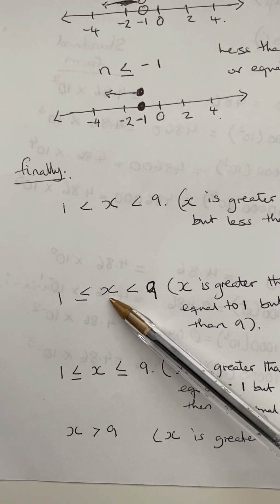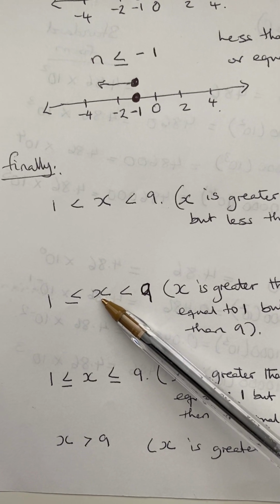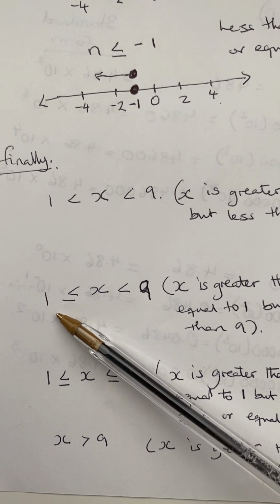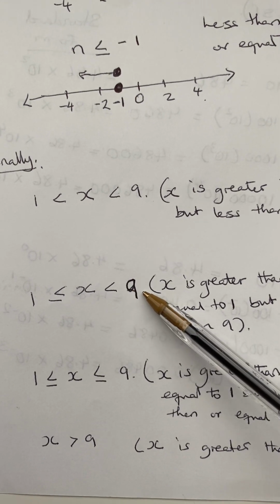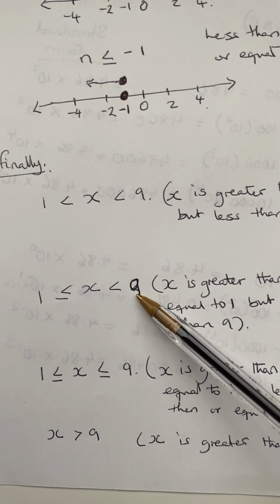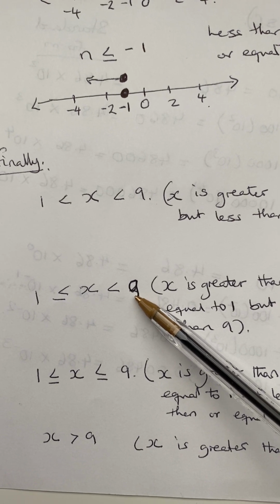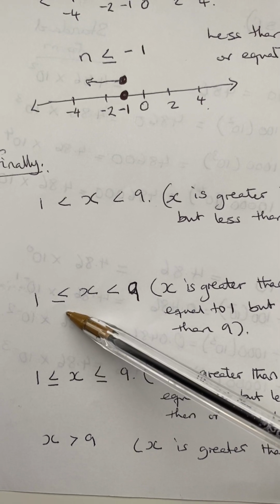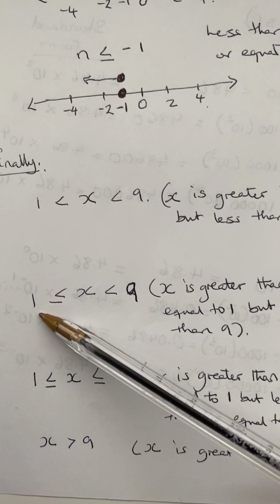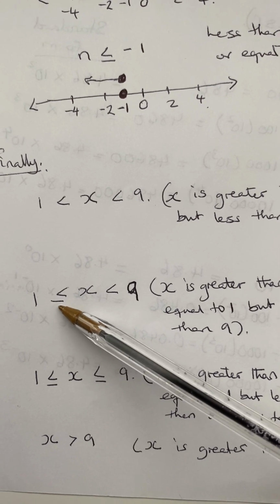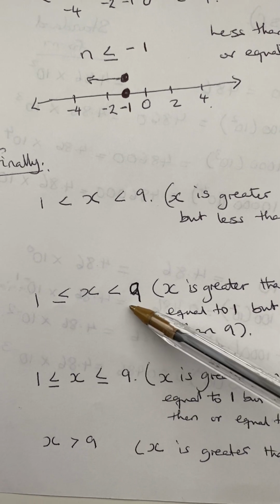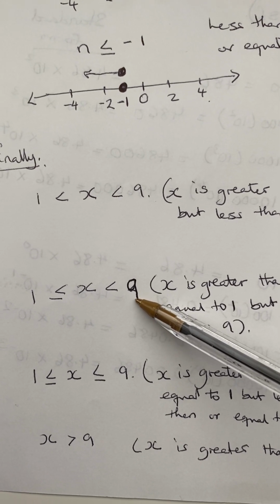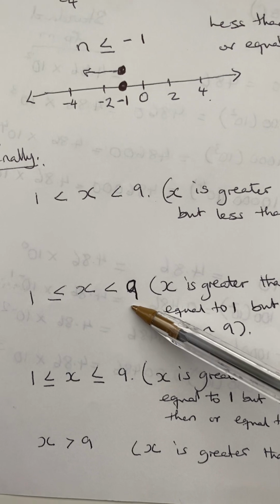Let's look at this one. So x is greater than or equal to 1 but less than 9. This is what this means. But I would have also said x lies between 1 and 9, equal to 1, but it's not equal to 9, it's less than 9.